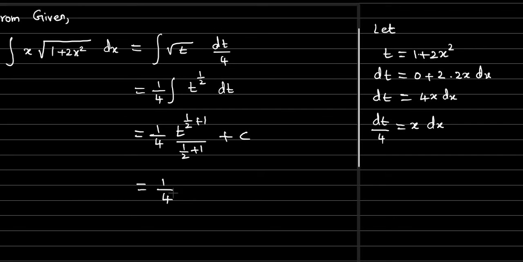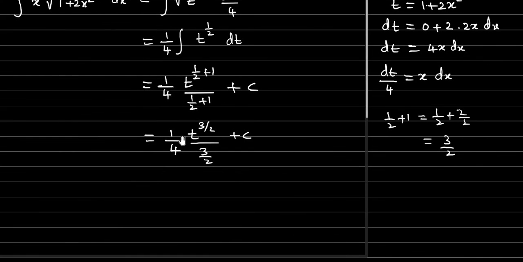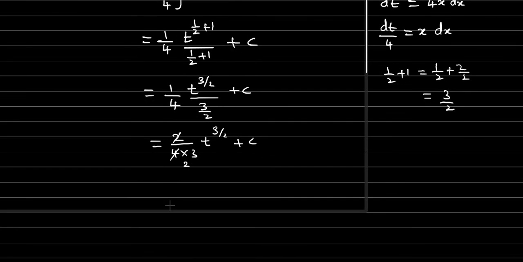Now 1 by 4, 1 by 2 plus 1. So this is also equal to 2 by 2. Now 1 plus 2 is what? 3, 3 by 2. So t power 3 by 2. And here again 3 by 2 plus c. The denominator, where will it go? It will go to the numerator. So 2 by 4 into 3, t power 3 by 2 plus c. 2 ones are 2, 2 twos are 4. So what is left out here? 1 by 2 into 3, 6. t power 3 by 2.